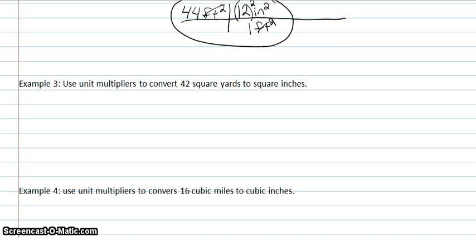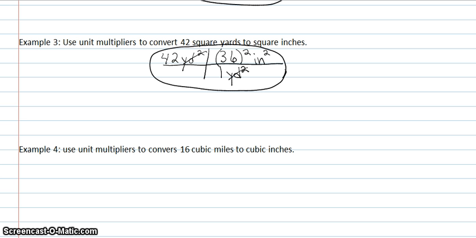In example 3, it says use unit multipliers to convert 42 square yards to square inches. So this time I'm going to have 42 yards squared on top. And I'm going to think about how many inches are in a yard. And that would be 36. So in 1 yard, now remember this is squared, so if there's 36 in just a regular yard, then I'll need to square that, so that'll be square inches. And then just leave your answer like that.